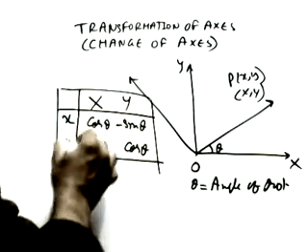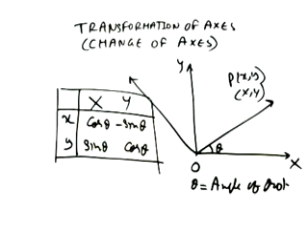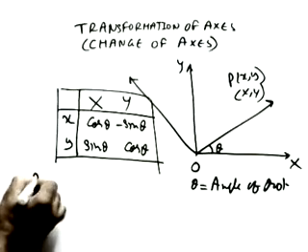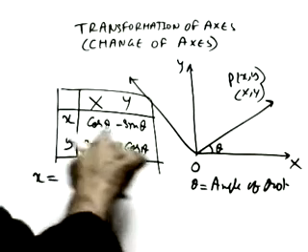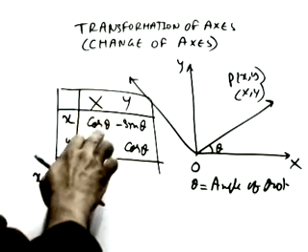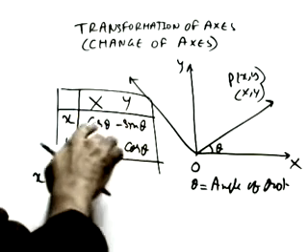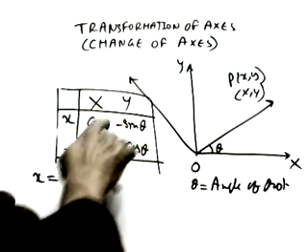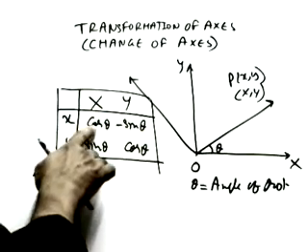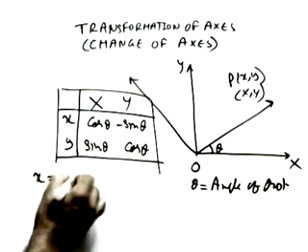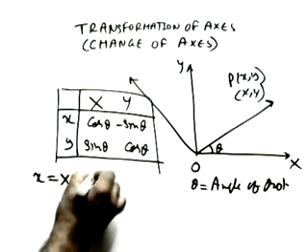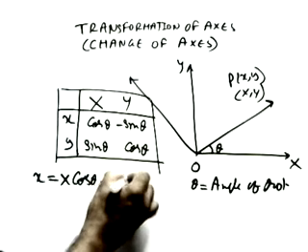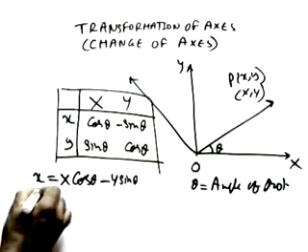See here, this table can be used to find the relation between small x and small y and capital X and capital Y. Suppose we have to find small x, then we have to go like this. Small x equals capital X cos theta minus capital Y sin theta. We have to write this with these coefficients, x coefficient, y coefficient. So what will be x? x equals capital X cos theta minus capital Y sin theta.